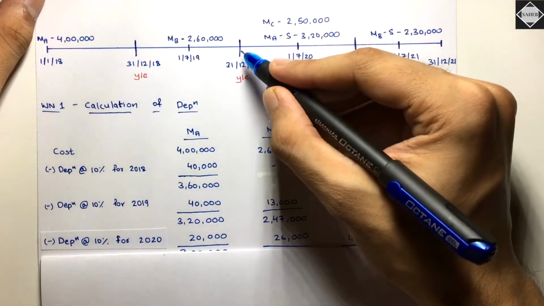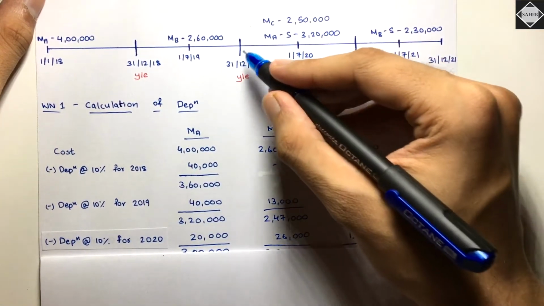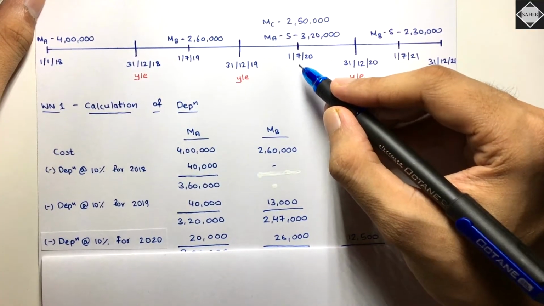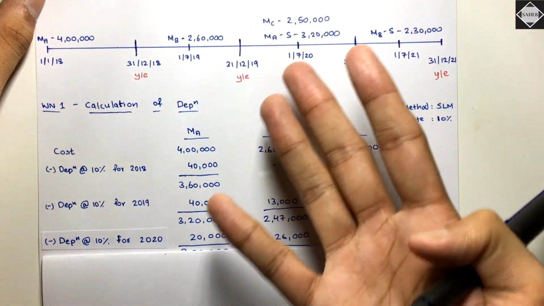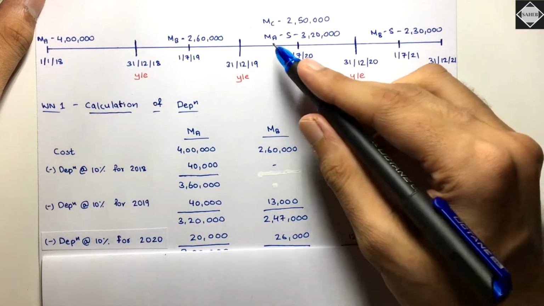You have to see from the beginning of the year till the date of sale. So from 1st January 2019 till 1st July. So January, February, March, April, May, June. You will not take July because it's 1st July. So 6 months. So you have to charge 6 months depreciation on machine A.